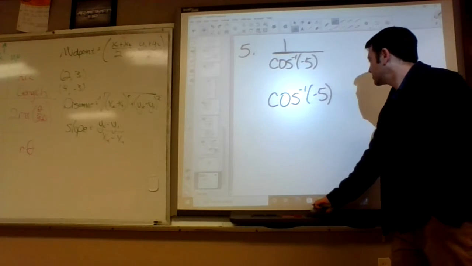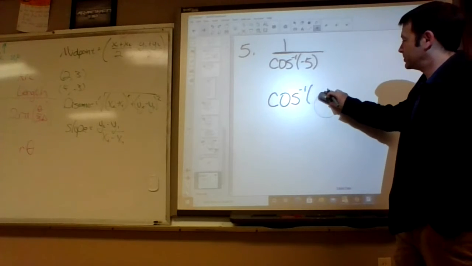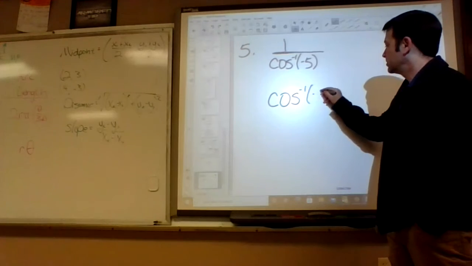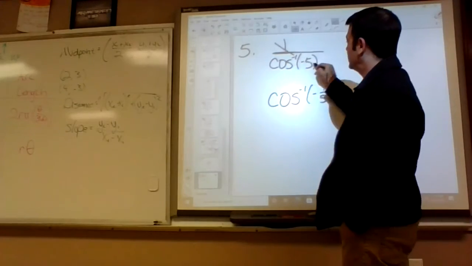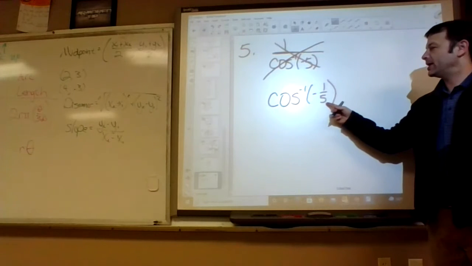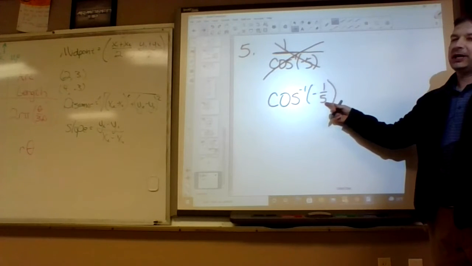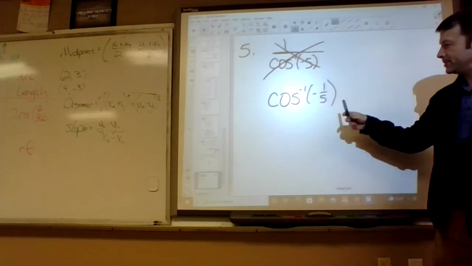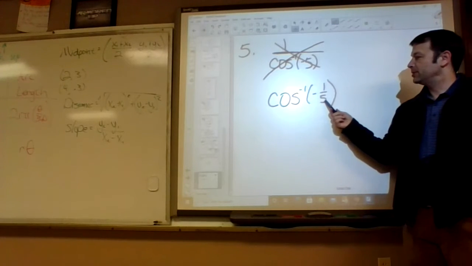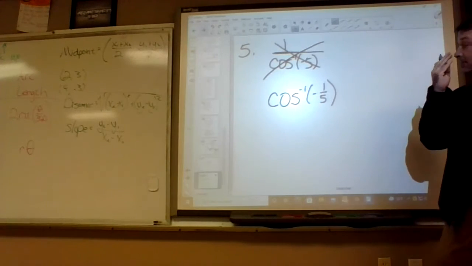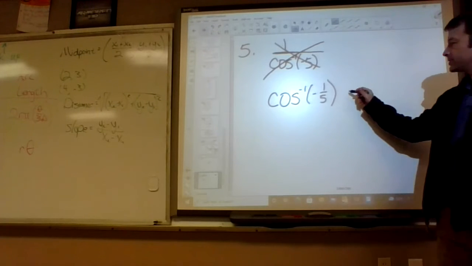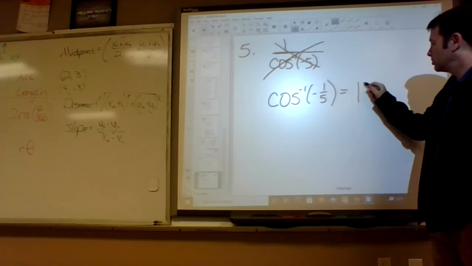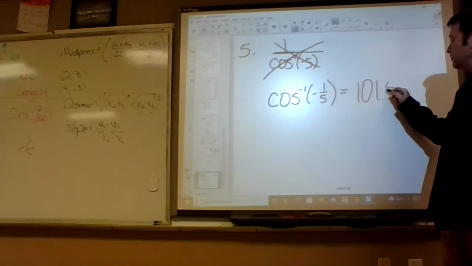Oops. I didn't need to flip the cosine, I needed to flip the negative 5. My bad. We haven't done reciprocal with the inverse yet, but we need to flip the negative 5, not the cosine. All right, what did that give us? 101.5.